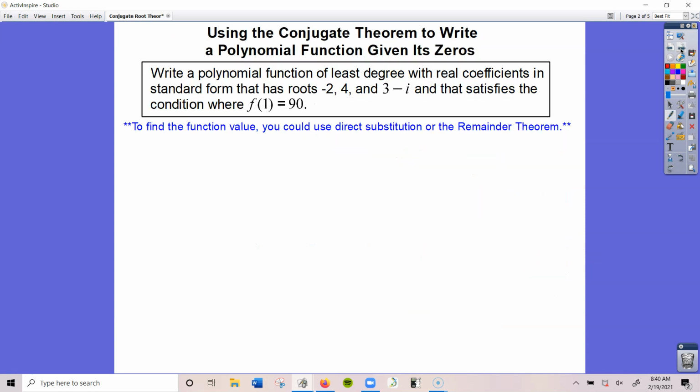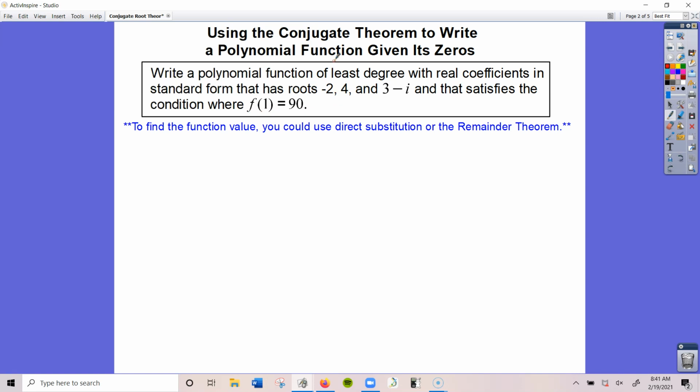So let's actually apply some of these theorems. First, we're going to use the conjugate root theorem to write the polynomial function with those zeros. So basically, we're using the conjugate root theorem in order to write the linear factorization of that polynomial. In this example, we have: write a polynomial of least degree with real coefficients in standard form that has the roots -2, 4, and 3 minus i, and that satisfies the condition where f of 1 is equal to 90. We'll get to that part at the end. First, let's see if we can actually write out this polynomial.